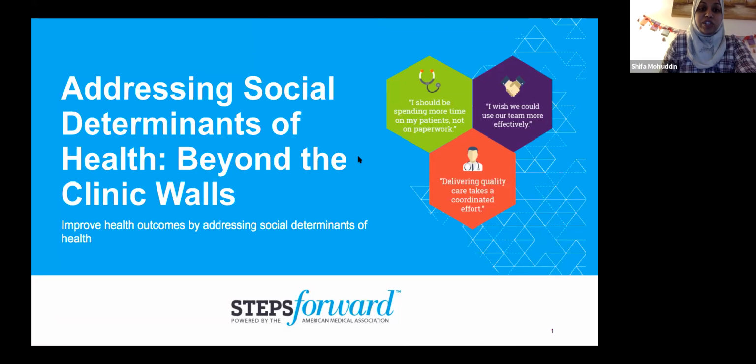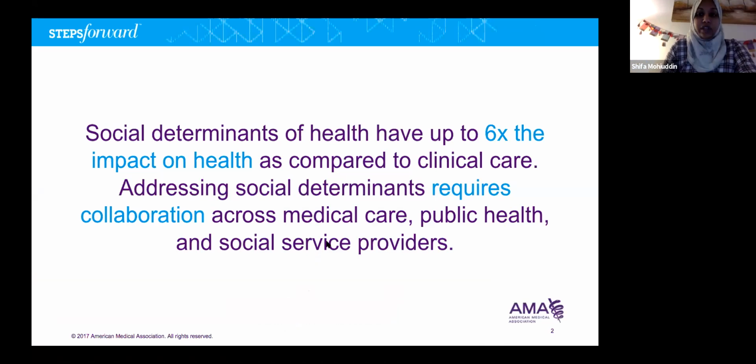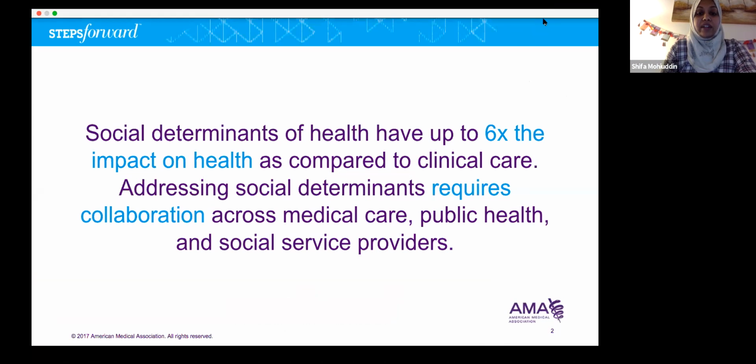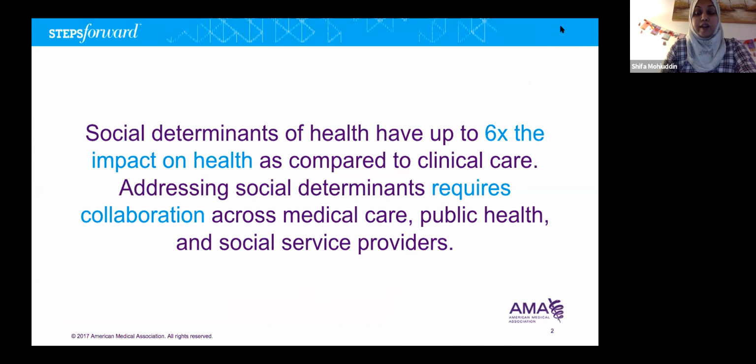So, addressing social determinants of health. This is a small slide taken from the American Medical Association. I wanted to share a little bit more about what happens beyond the clinical walls. How can we translate or improve health outcomes by addressing social determinants of health? What are social determinants of health? According to the AMA, social determinants of health have up to 6 times the impact on health as compared to clinical care. Addressing social determinants requires collaboration across medical care, public health, and social service providers.